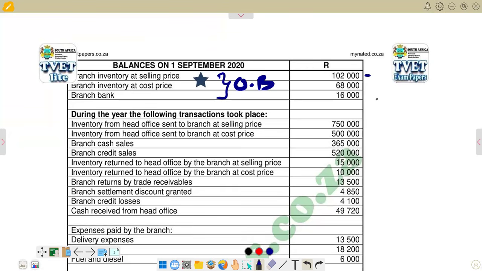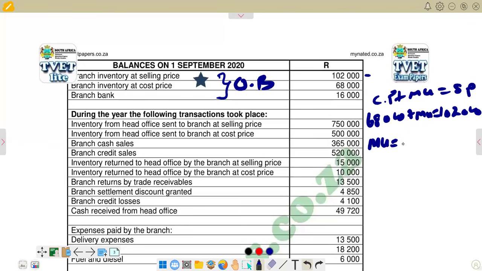So remember, we're saying cost price plus markup will give us our selling price. So we have got our cost price, which we are given as 68,000. So we're going to say 68,000, plus our markup, which we are not given, and then the selling price that we are given there is 102,000. Then we can always make markup the subject of the formula and calculate the value of markup. We are going to say markup is equal to 102,000 on the one side, then we are going to put 68,000 on the other side.